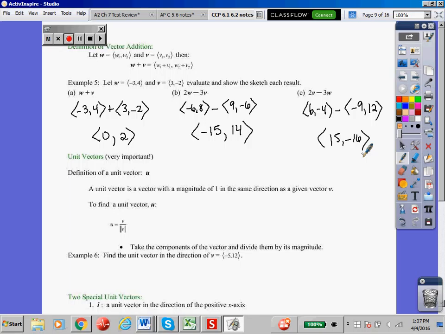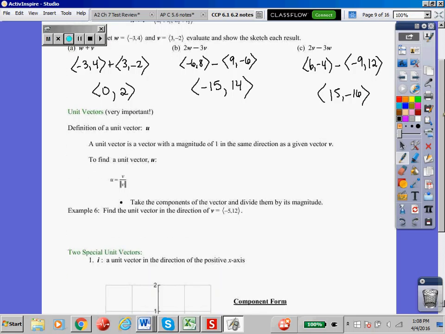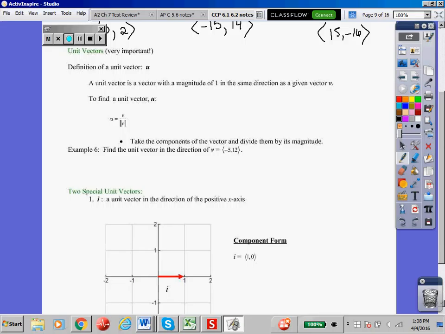The definition of a unit vector U: a unit vector is a vector that has a magnitude of 1 in the same direction as a given vector V. To find a unit vector, you can take vector V and divide by the magnitude. Do you get that? That's going to divide out the length and make it a length of 1. So look at example 6. This is actually very simple when you do the computation.